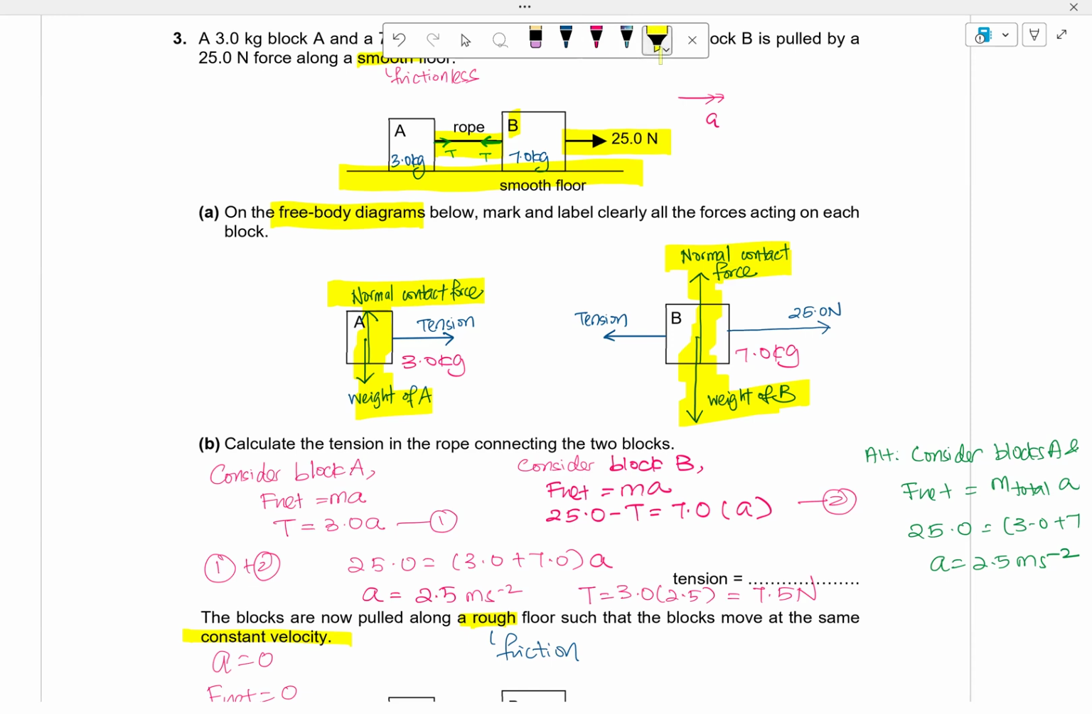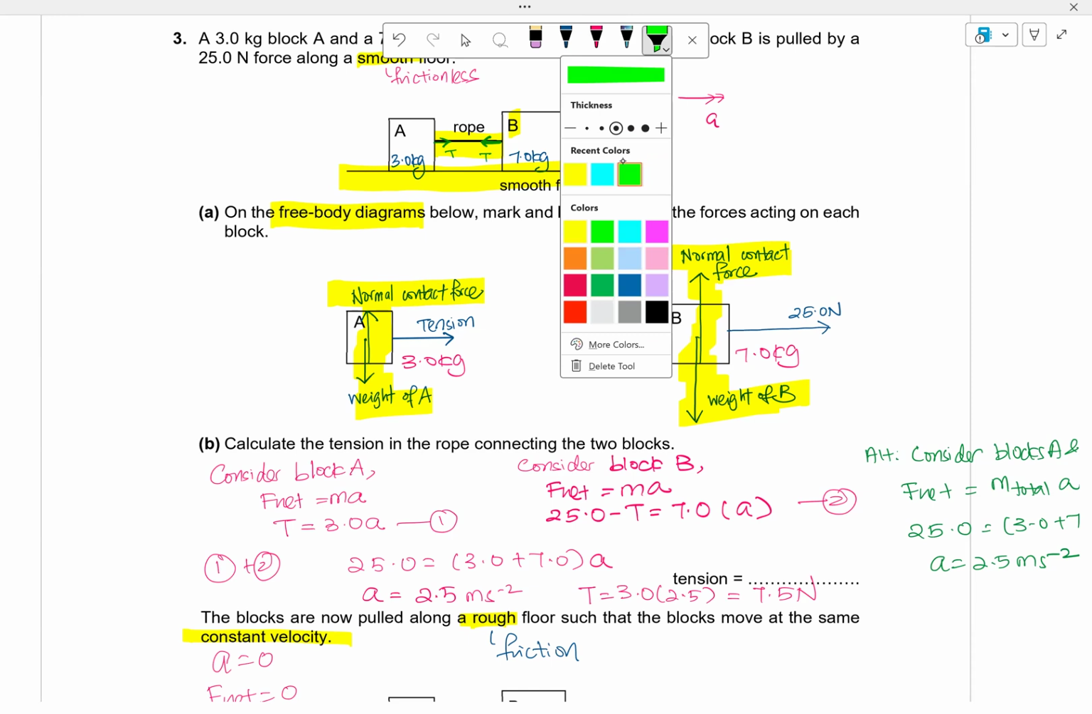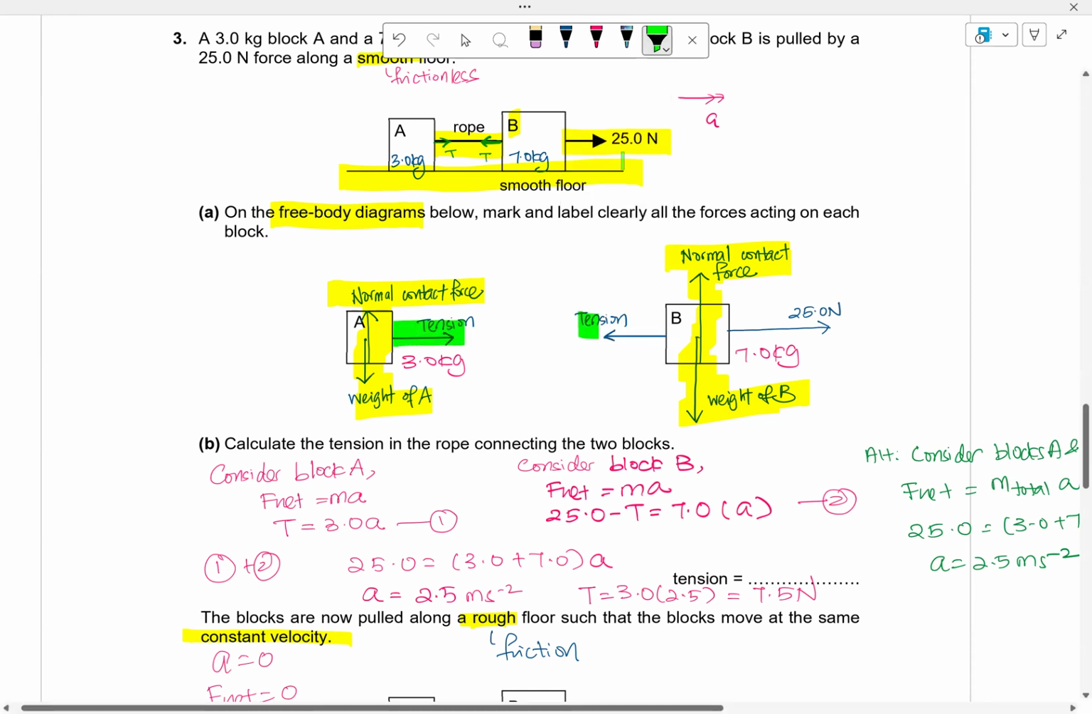So what was I also marking for? I was also marking for your tension acting on blocks A and B. They are along the same rope, so these two tensions should be of equal magnitudes. And then on block B, just draw this 25.0 newton force.